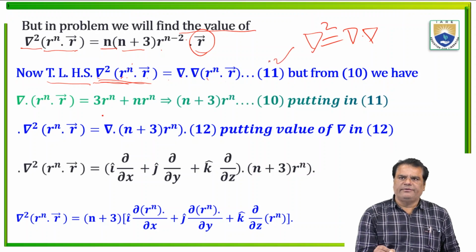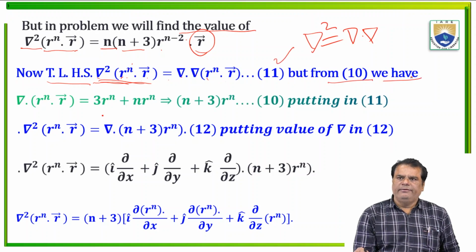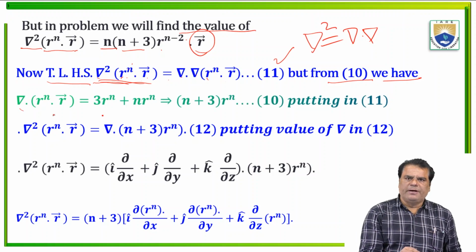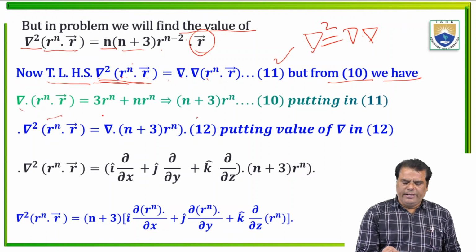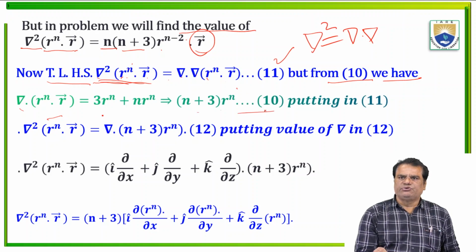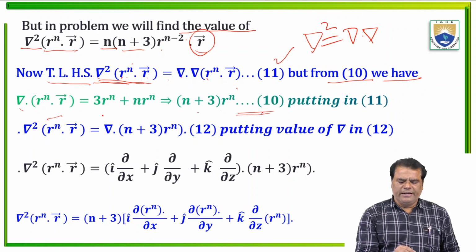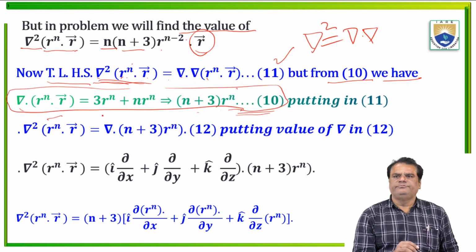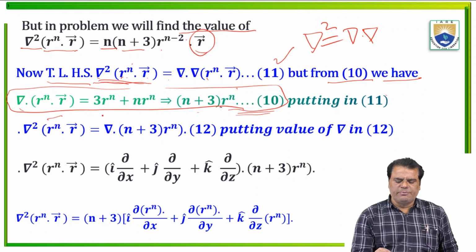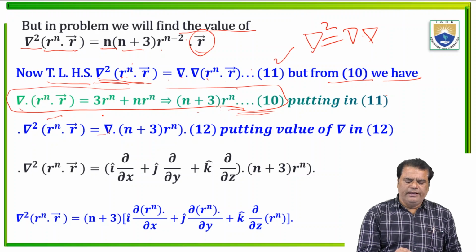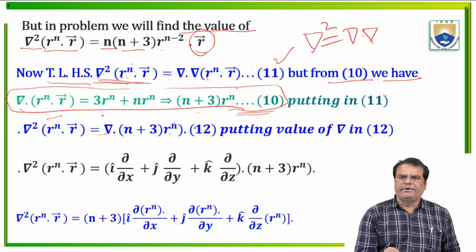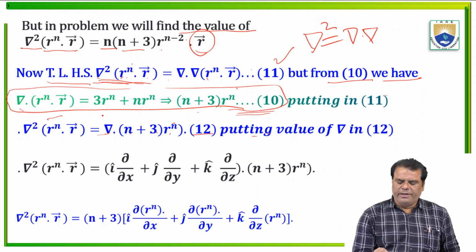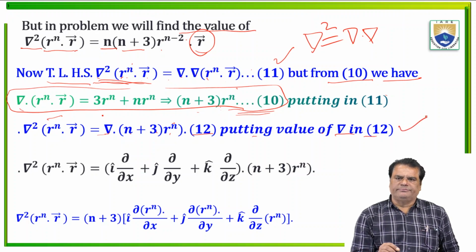This is equation 11. But from equation 10 we have del of r to the power n vector r equal to (n plus 3) into r to the power n. This is equation 10. We have already proved this line. Putting this value in equation 11, we get del and del of (n plus 3) r to the power n. This is equation 12.